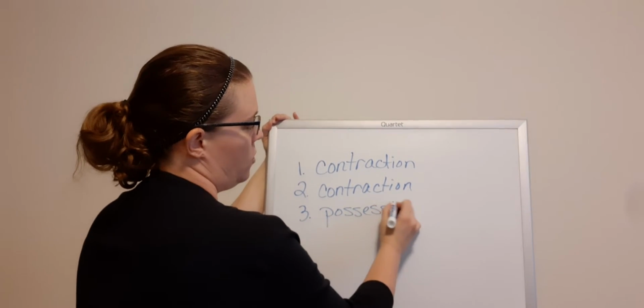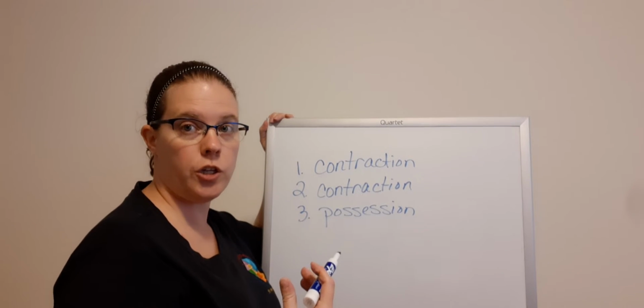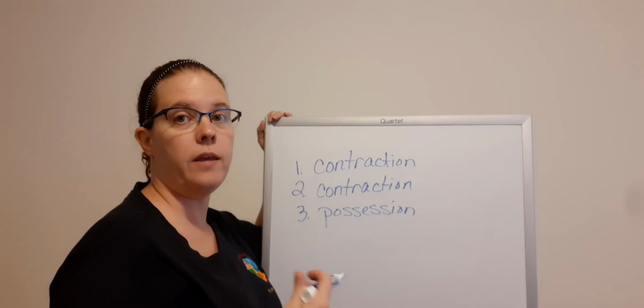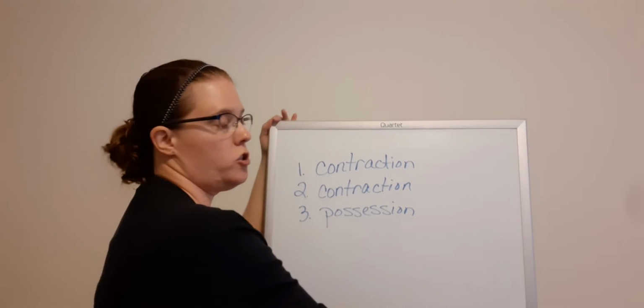Okay? So all you're doing is writing possession or contraction to represent what the apostrophe is showing, okay? Is it showing a contraction or is it showing possession? So I want you to do on your board numbers 4 through 12. So pause my video. All right, guys, so you should have numbers 4 through 12 done.